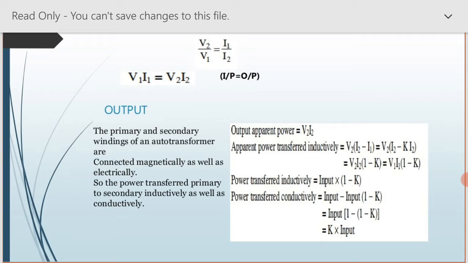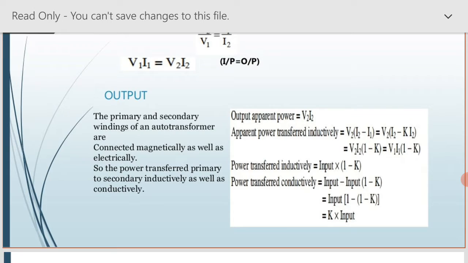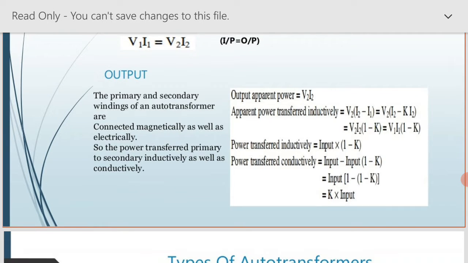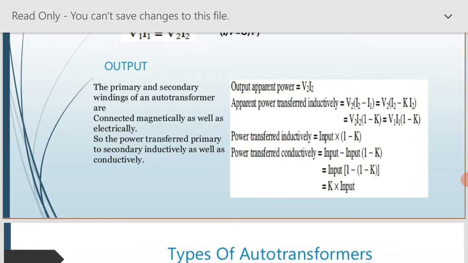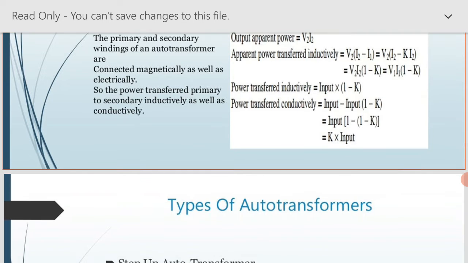Output apparent power is equal to V2 I2. Apparent power transferred inductively is equal to V2 (I2 minus I1), which is equal to V2 (I2 minus K I2), which is V2 I2 (1 minus K), which is equal to V1 I1 (1 minus K). Power transferred inductively is equal to input times (1 minus K). Power transferred conductively is equal to input minus input (1 minus K), which is equal to K times input.